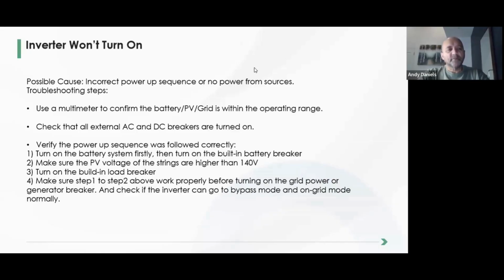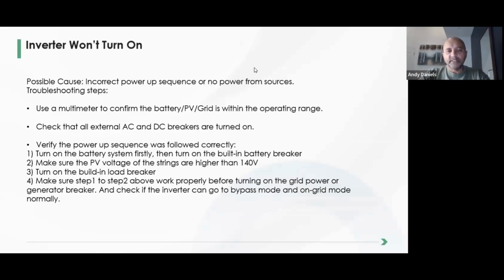Okay, so let's look at the possible causes. If you power on a machine, what could possibly be the problem? How do we troubleshoot this? Obviously, you're going to be using a multimeter to confirm that the battery and the PV and the grid is within the operating range. So the battery's got to be within the range of, I think, 46 volts right up to 56 volts. PV, make sure that the solar power that comes in is within the open circuit voltage.